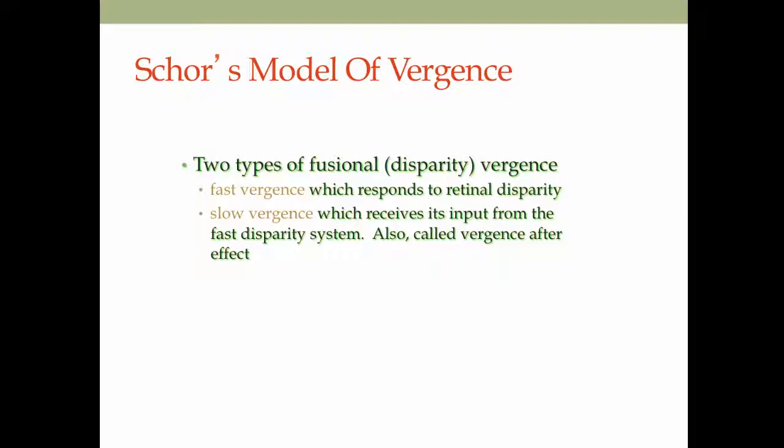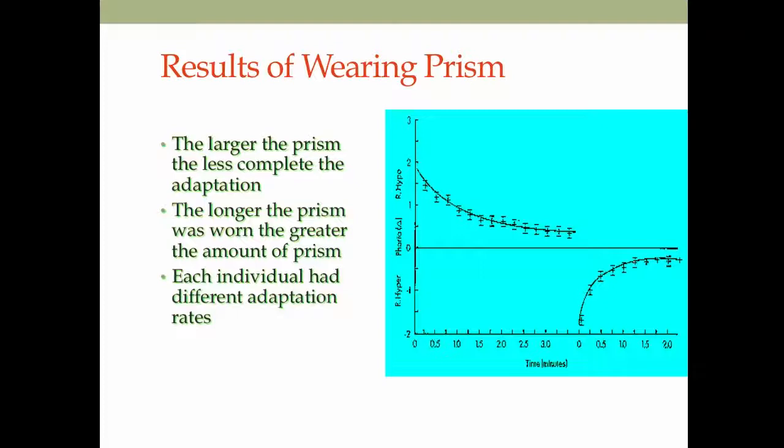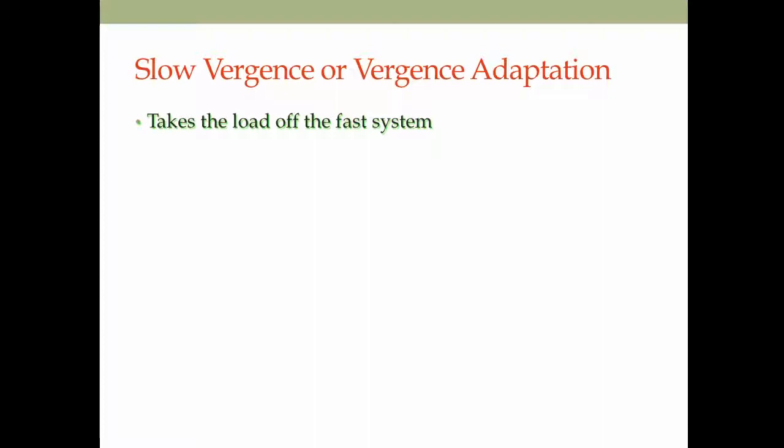Fast vergence is what we measure with a prism bar, what we normally measure, and slow vergence, slow fusion, which is a feedback mechanism, is responsible for maintaining the eyes in a line position. Patients adapt to prism over a period of time, and as we can see from these graphs, they adapt fairly rapidly. And each patient has a different adaptation response. This is important because it takes the load off of our fast vergence system. It's probably more important in sustaining binocular vision.